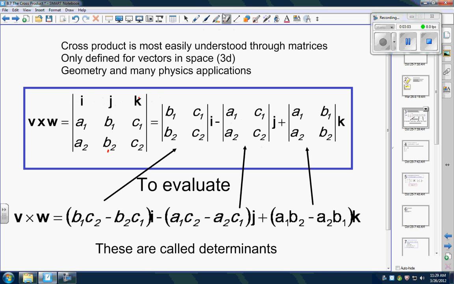Lastly, you move over to the K component. So you cross out the K's. This 2x2 is what's left, and you cross multiply, and this one's separated by a plus sign. So set everything up, put some marks in there, write everything out, and that's how we're going to find them.